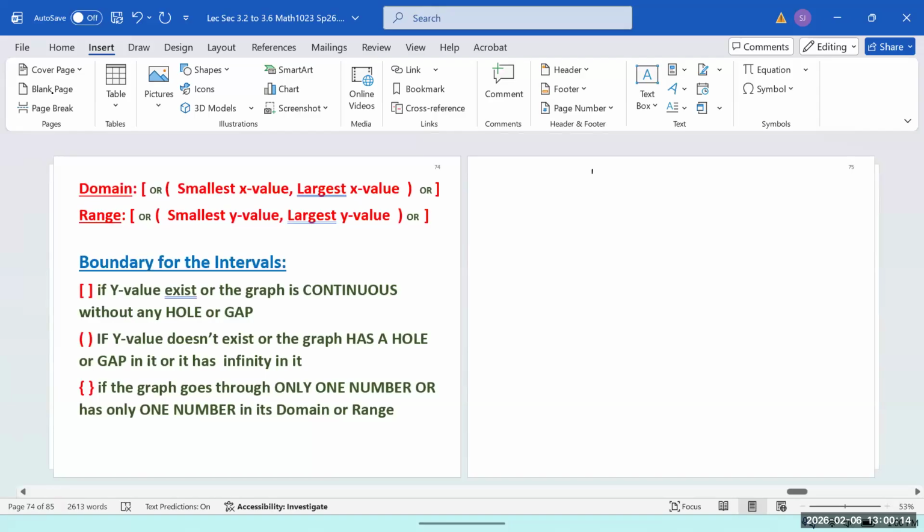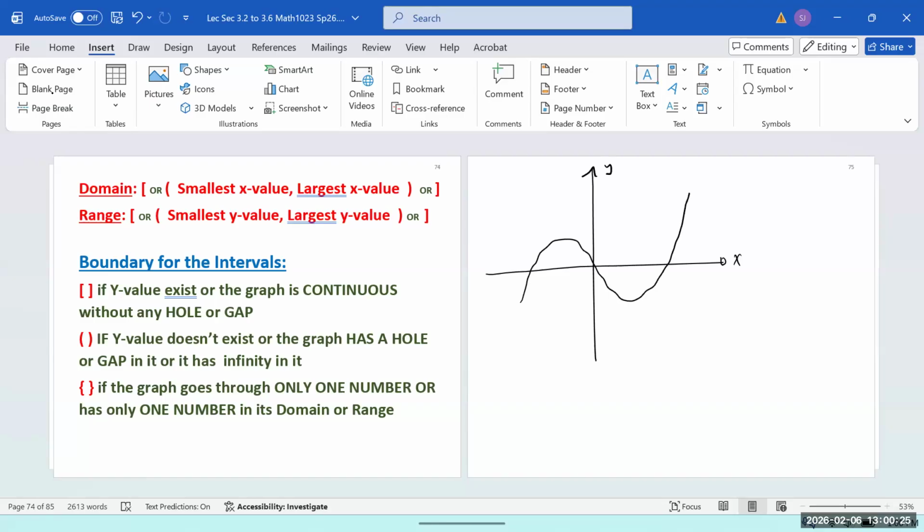Let's say we have a graph. This is our x-axis, this is our y-axis, and let's say we have a hole here, and we don't have a hole here. And let's say we have 1, 2, 3, 4, 5. 1, 2, 3, 4, 5, 6, 7. 1, 2, -3. 1, 2, 3, 4, 5, 6, 7.